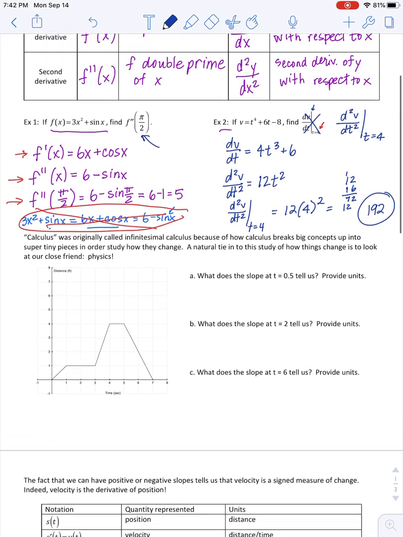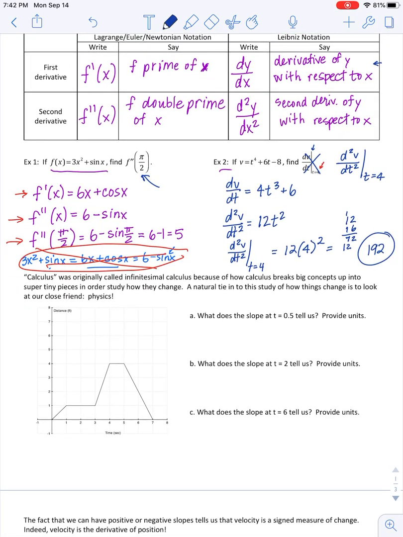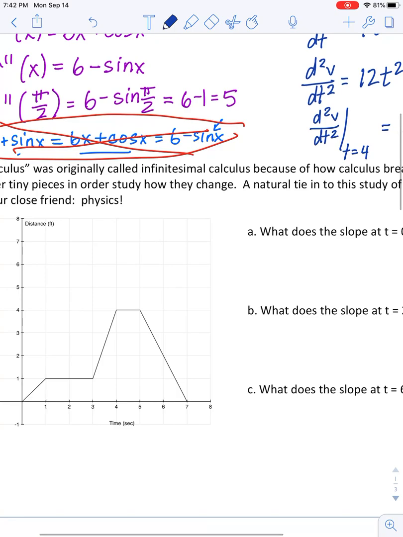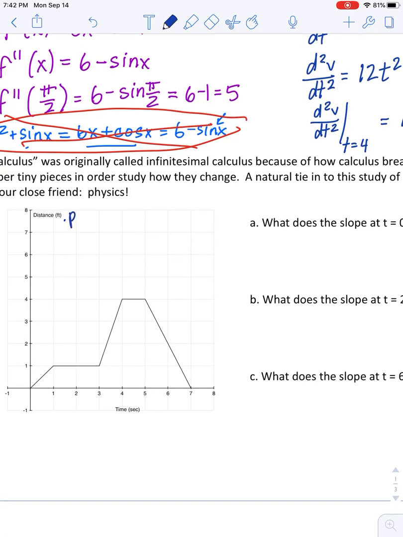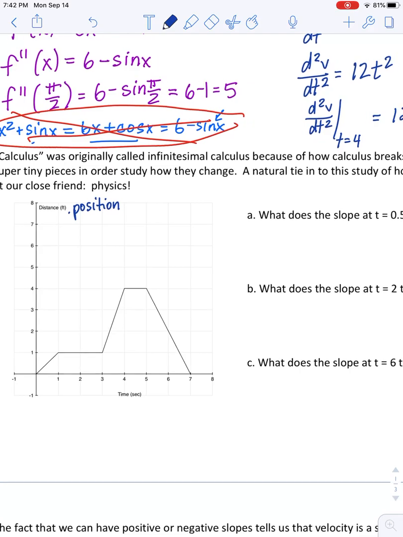All right. So we're going to take a little walk here and meet up with a good old friend. So it says calculus was originally called infinitesimal calculus because of how calculus breaks big concepts up into super tiny pieces in order to study how they change. A natural tie-in to the study of how things change is to look at our BFF physics. So we're going to take a look at this graph. This graph is a distance graph, also known sometimes as the position function or the position graph. It's measured in feet on the y-axis, time on the x-axis.